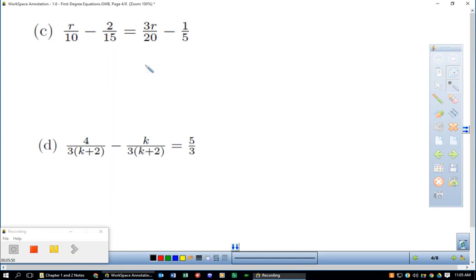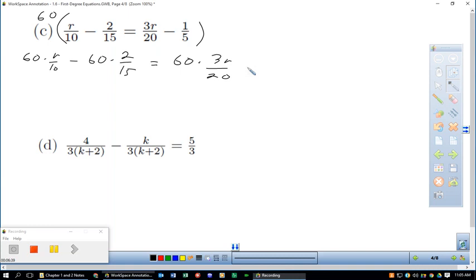So we're going to have to find the least common denominator, or the least common multiple of 10, 15, 20, and 5. Now, I happen to know offhand that that is going to be something like 60. 60 is a multiple of 10, of 15, of 20, and of 5. So I'm going to multiply everything by 60. So what that's going to look like is 60 times r over 10 minus 60 times 2 over 15 equals 60 times 3r over 20 minus 60 times 1/5.